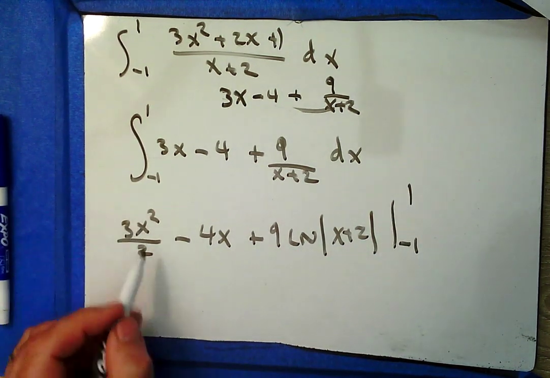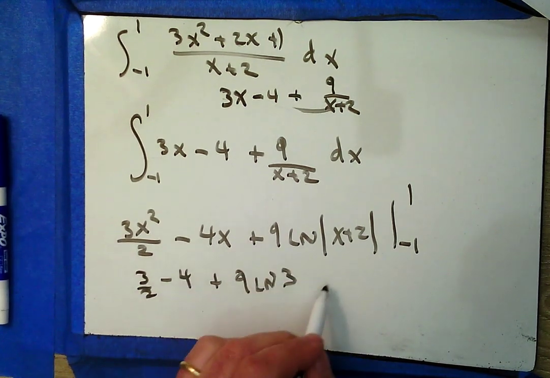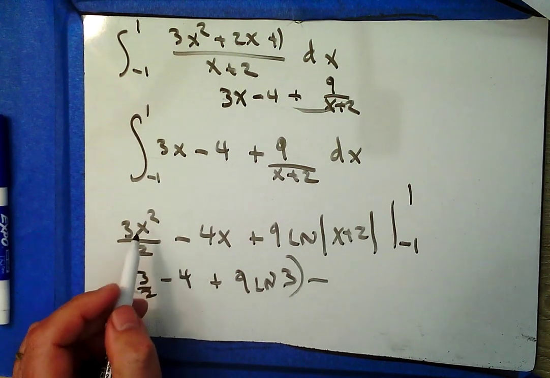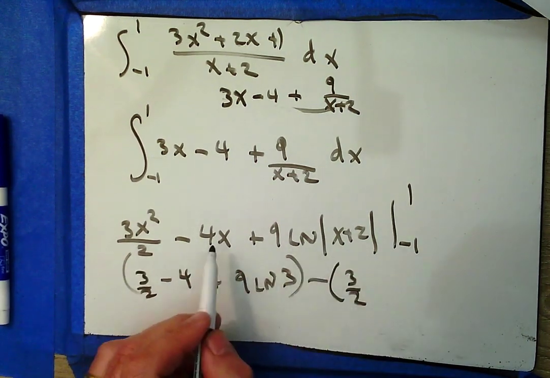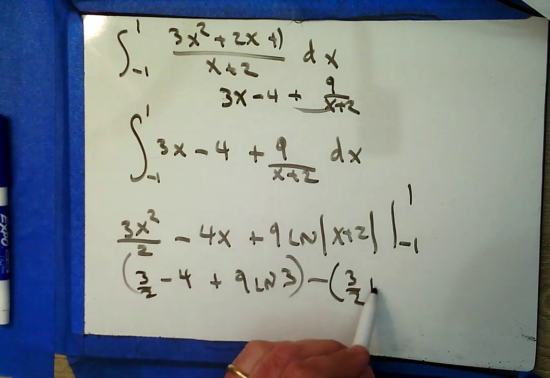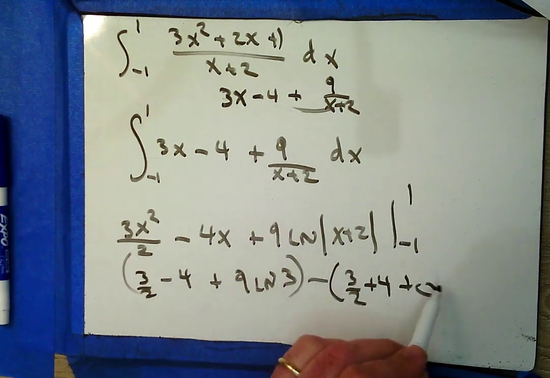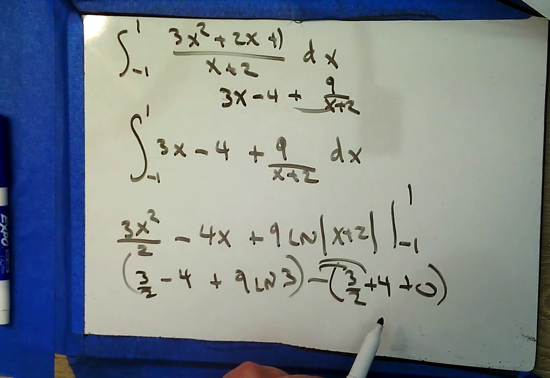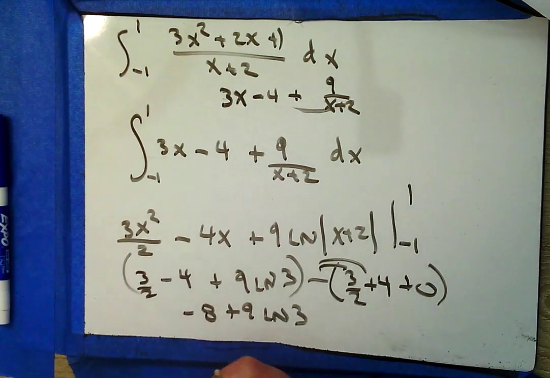So if I plug in a 1 here, I get 3/2 minus 4 plus 9 ln 3 minus, and I plug in a -1 and square it. -1 times -1 is +1 times 3/2 is 3/2. I plug in a -1 here, and I get +4. I plug in a -1 here, and I get the ln of 1, which is 0. Okay, so if I distribute this negative, I end up with -8 plus 9 ln of 3, which is in fact choice C.